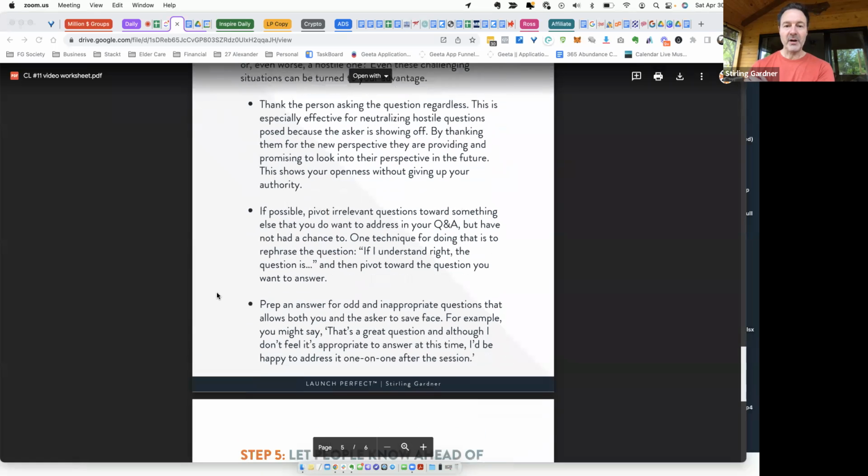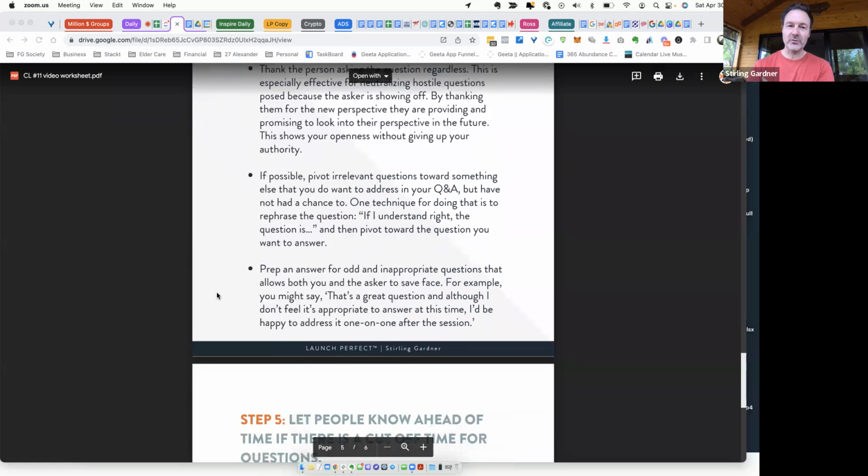If possible, you want to pivot irrelevant questions towards something else that you want to address in your Q&A that you have not had the chance to yet. So one technique for doing that is to rephrase the question. If I understand you correctly, the question is, and then move it into what you need to answer.